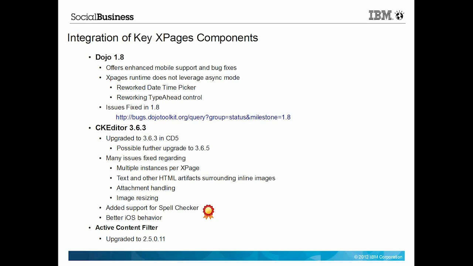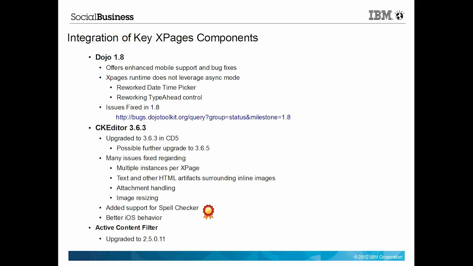Similarly with CKEditor, this is the magic control that really brings to you all of the rich text content for editing that's in XPages and in Notes Domino through XPages. So the latest version will be 3.6.3, possibly upgraded to 3.6.5. There's a marginal difference between the two, just some bug fixes and some extra international language support.